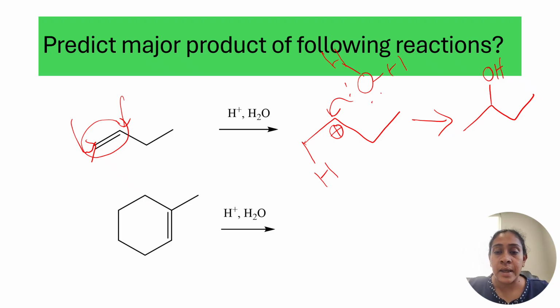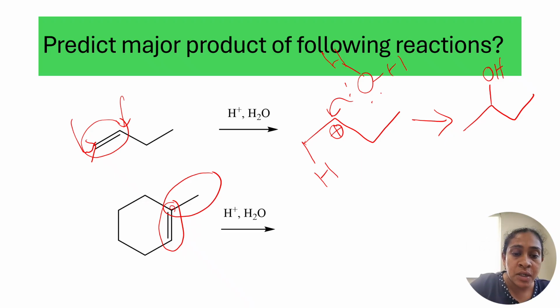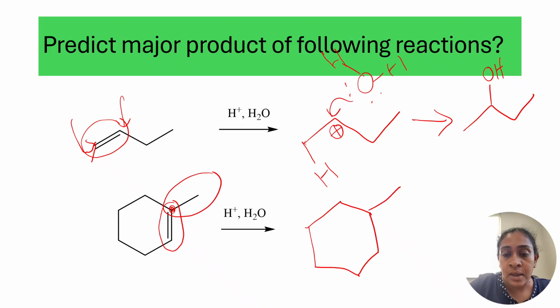When we look at the next reaction, we have 1-methylcyclohexene as our starting material. If we take a closer look at the double bond, we have methyl substitution on one of the sp2 carbons. So it is going to be the most substituted carbon. So when we try to predict the product, we draw the rest of the molecule as it is.